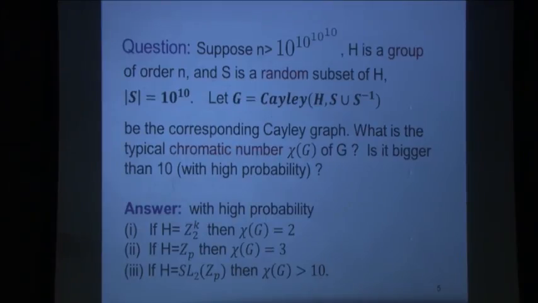On the other hand, if the group is a more random-looking group, so what I wrote here is a modular group, SL2(Z_p), the group of 2 by 2 matrices over the finite field with p elements and determinant 1, then I don't know what the chromatic number will be, but definitely it will be bigger than 10. So what this says is that indeed it matters which group we are choosing. Right? So at least for this range.